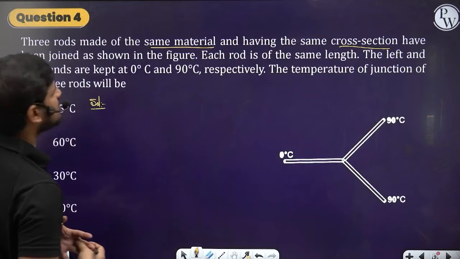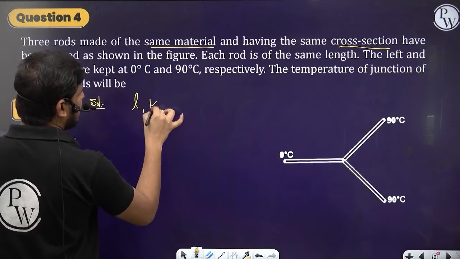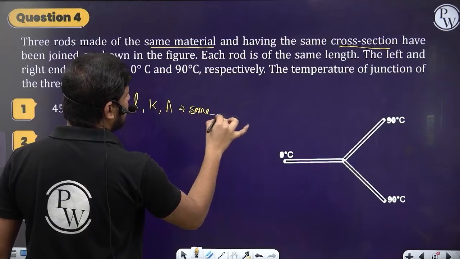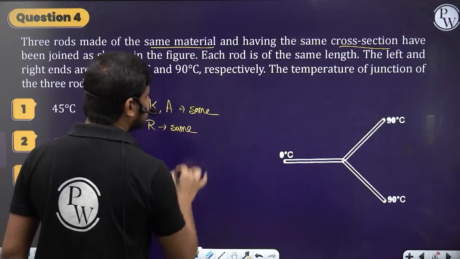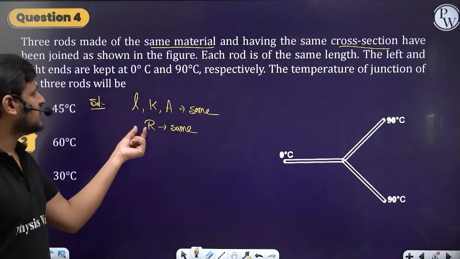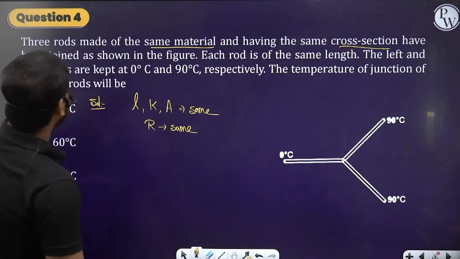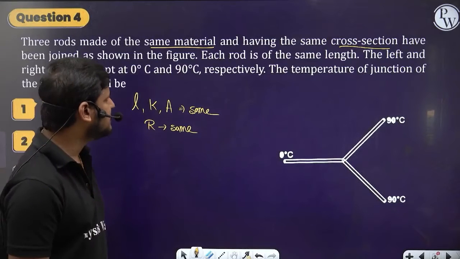Each rod is of the same length. So L, K, A, they all are same. If they all are same, I can say that R will be same. The thermal resistance of each conductor will be same, because R is equal to L by KA, right? Formula. Chalo. Now the left and right ends are kept at 0 degrees and 90 degrees respectively.